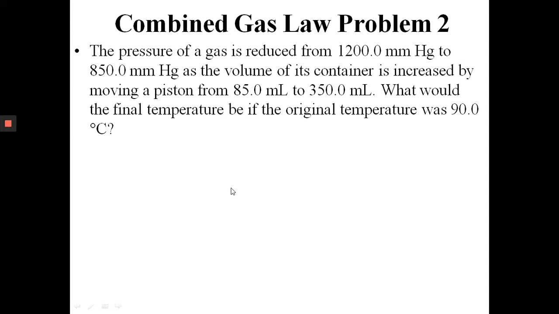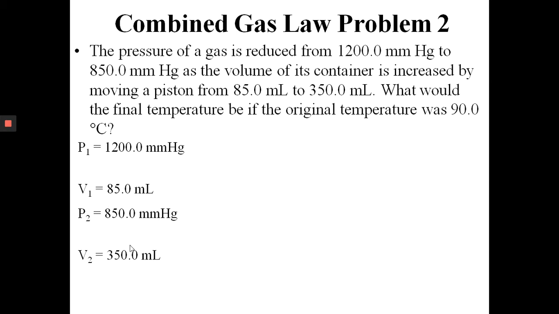Practice question number 2. The pressure of gas is reduced from 1200.0 millimeter Hg to 850.0 mmHg. So I'm going to go ahead and write down my P1, initial pressure, reduced from 1200.0 millimeter mercury all the way down to 850.0 mmHg. And then my volume has also changed from 85.0 milliliter to 350.0 milliliter. So my volume has changed from here to there.